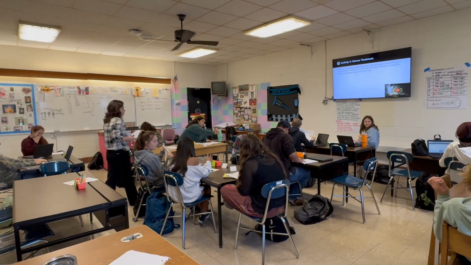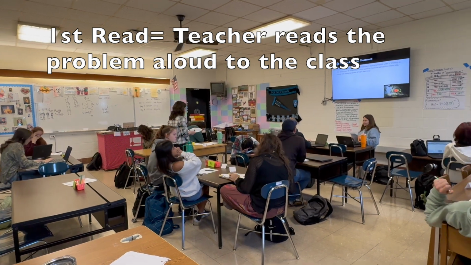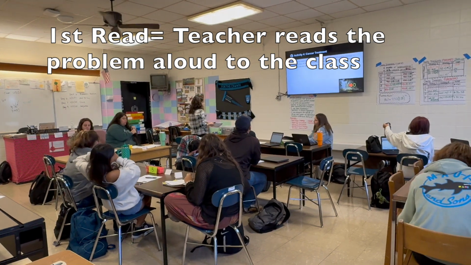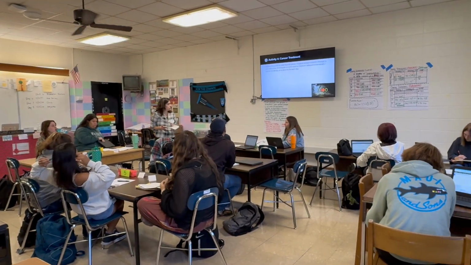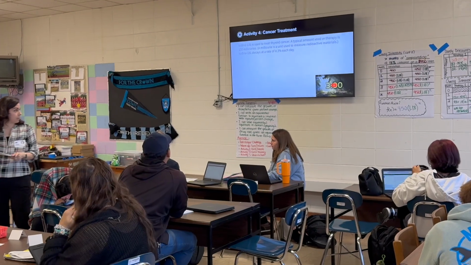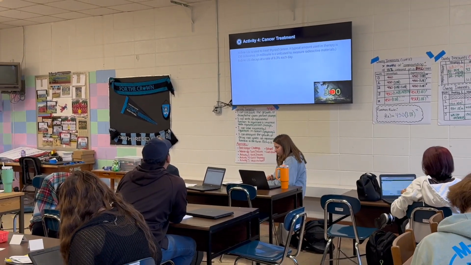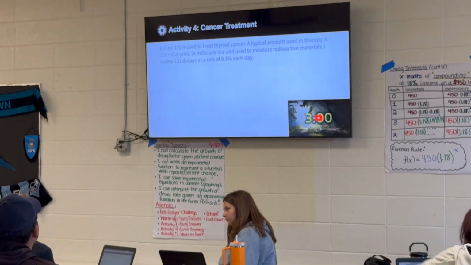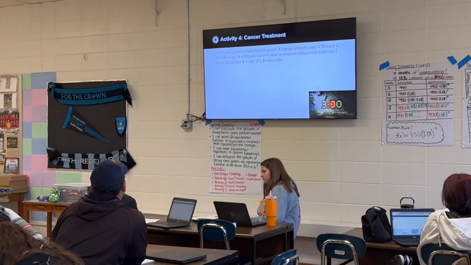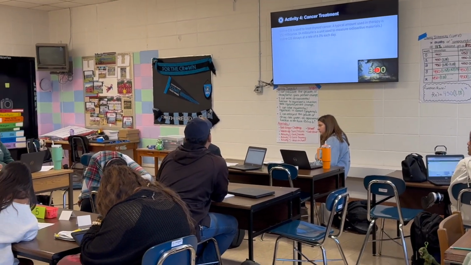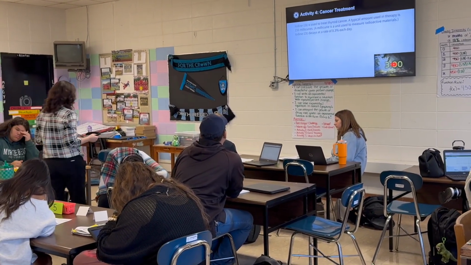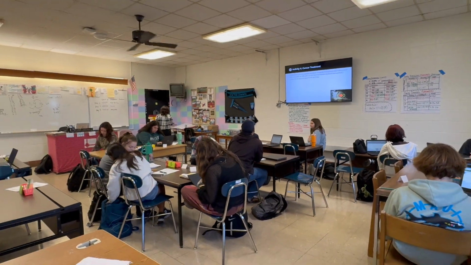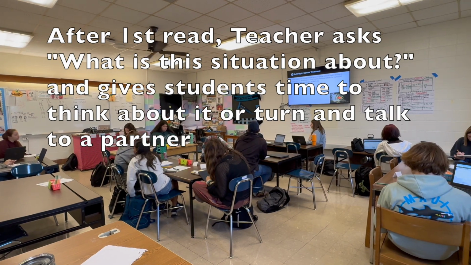I am going to read the prompt aloud for y'all that's on the screen here. This is activity 4, cancer treatment. Iodine 131 is used to treat thyroid cancer. The typical amount used in therapy is 150 millicuries. By the way, a millicurie is a unit used to measure radioactive materials. Iodine 131 decays at a rate of 8.3% each day. My question to you all is, what is this situation about?